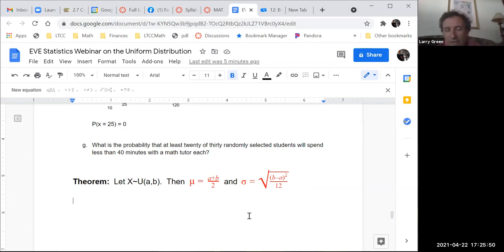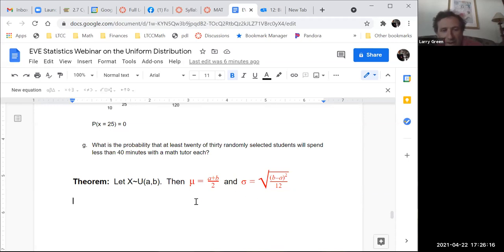But here's what you do need to do. You need to have this written down. You need to have this put on your note card so that if I ask it on an exam, you've got it in a note card. I don't make you memorize formulas, but I want you to understand how to use them and when to use them. Any questions on this theorem?